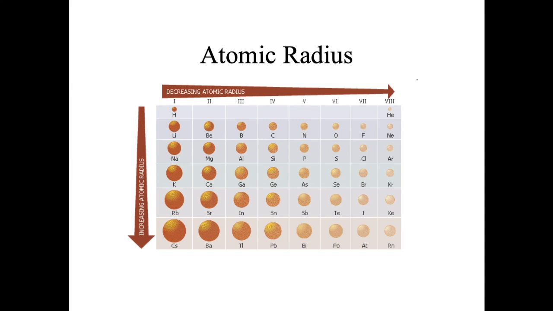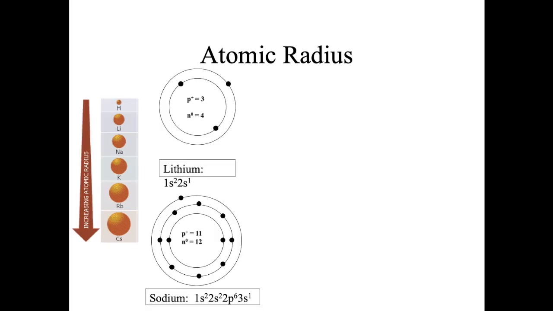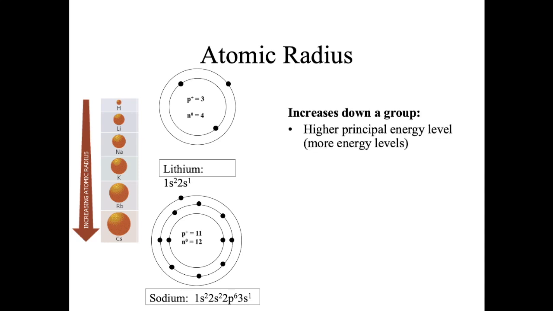Let's talk a little bit more about why that is. So first off, we have the Bohr models and electron configurations for lithium and for sodium. We can see that the atomic radius for sodium is much larger. And the reason why your atomic radius increases as you go down a group is because you're adding more energy levels. If you look at lithium, it just has 2 energy levels, as opposed to sodium that has 3 energy levels.